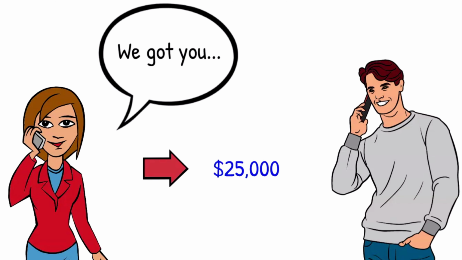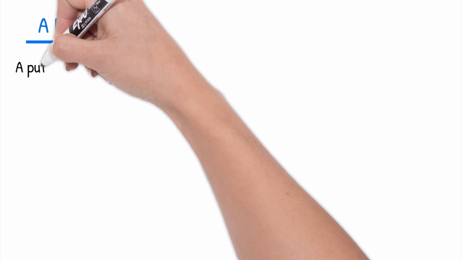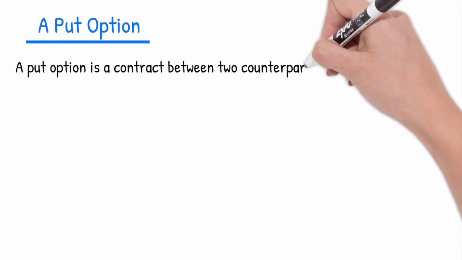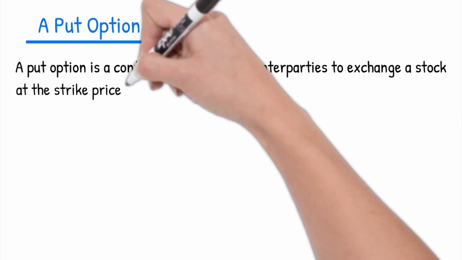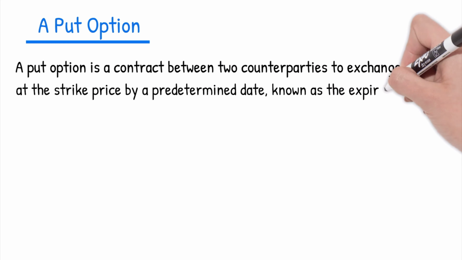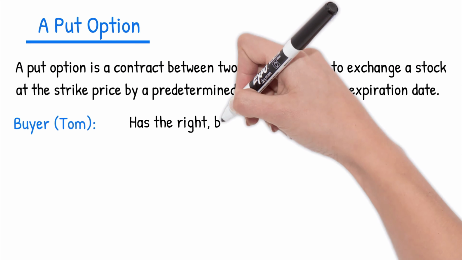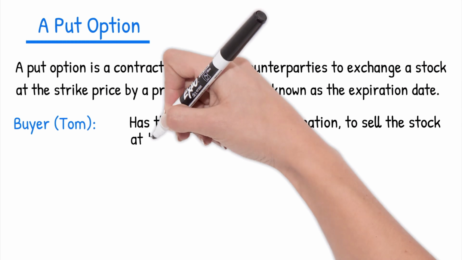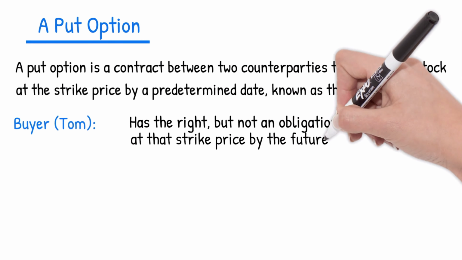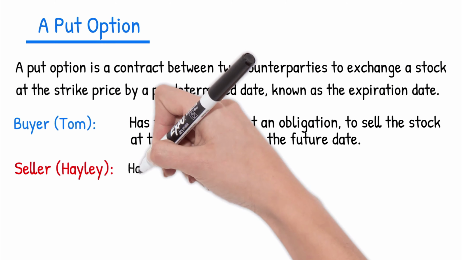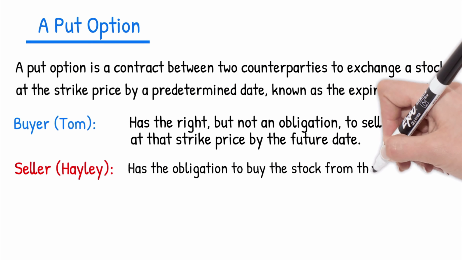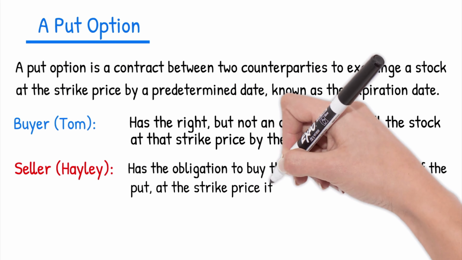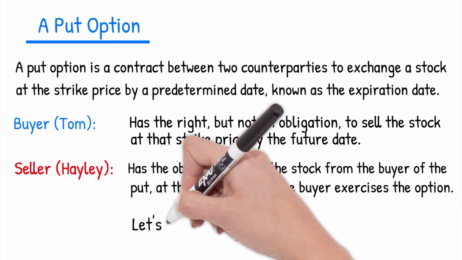So, with this example in mind, let's define a put option specifically in the context of the stock market. A put option is a contract between 2 counterparties to exchange a stock at the strike price by a predetermined date, known as the expiration date. One party, the buyer of the put, in our example Tom, has the right but not an obligation to sell the stock at the strike price by the future date. The other party, the seller of the put, Haley in regard to the insurance policy, has the obligation to buy the stock from the buyer at the strike price if the buyer exercises the option.